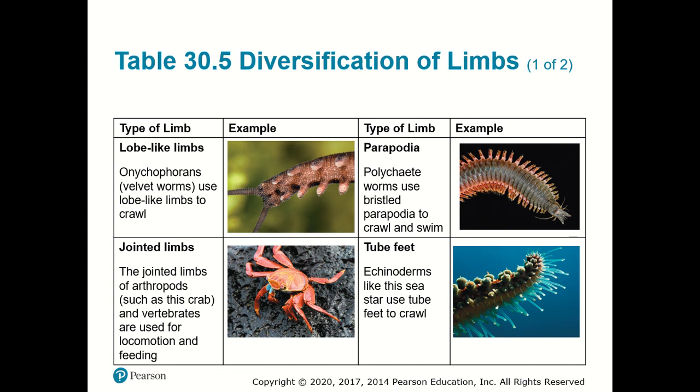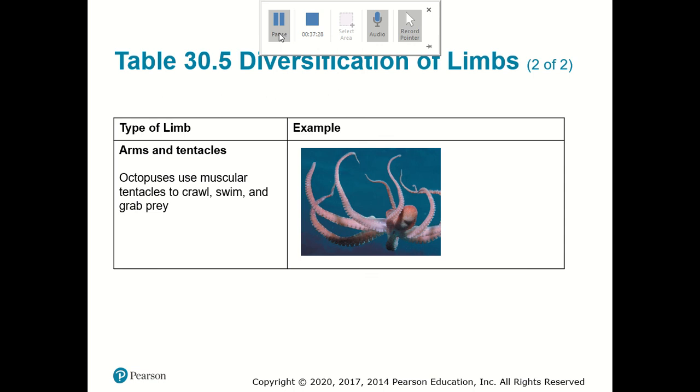So then we have jointed limbs. There's also parapodia, and then arms and tentacles, which rely on bones and mostly muscles that allow for the movement of the animal. Keep in mind, muscles rely on a set of proteins called the actins and the myosins, working together in a sliding filament type of way that allows for movement of the animal.